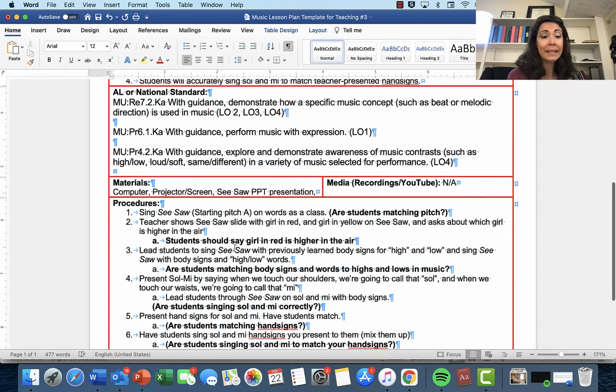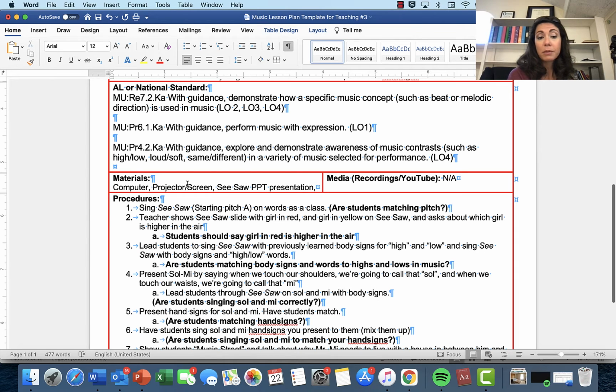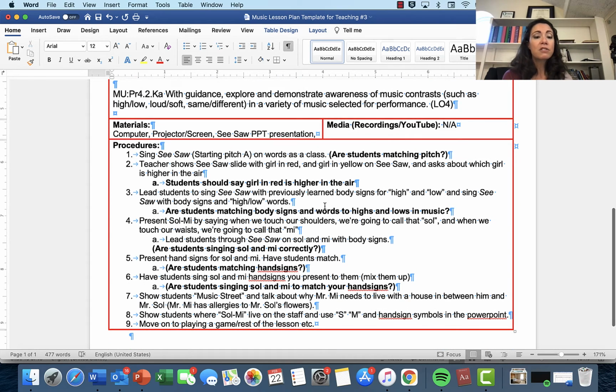What did we need? We needed a computer, a projector and a screen, and the Seesaw PowerPoint presentation. That's what I needed to teach. So here are my procedures. What did we do? Well, we sang Seesaw. I used a starting pitch of A. Why is it important to do that? Because if somebody else were to teach your lesson, could they do it? Well, I made sure that it was on A, and I checked myself to make sure it was a good range for my kindergartners.